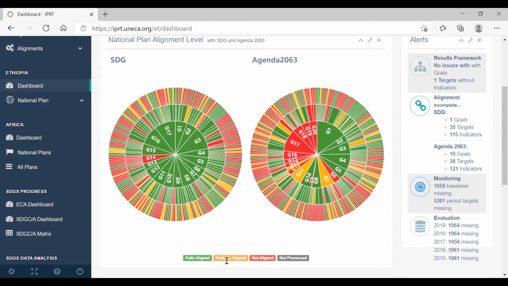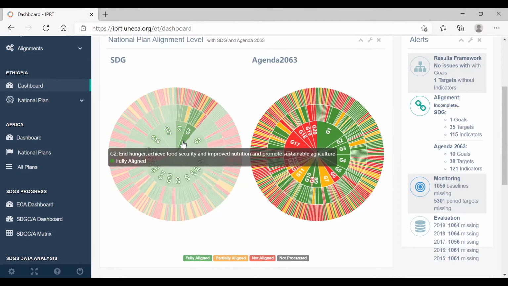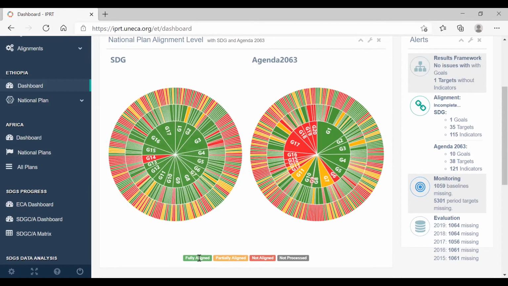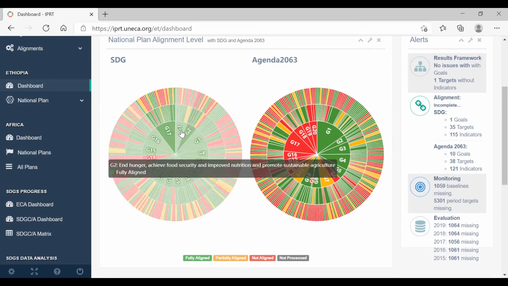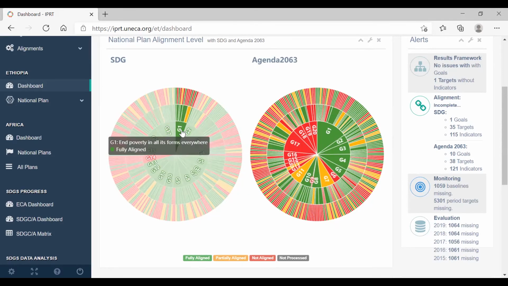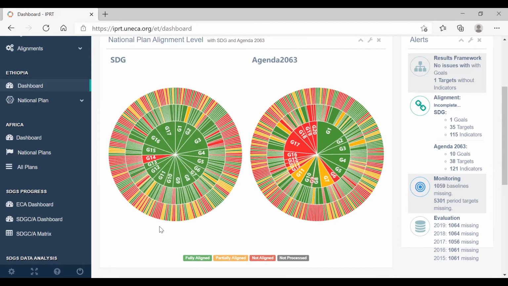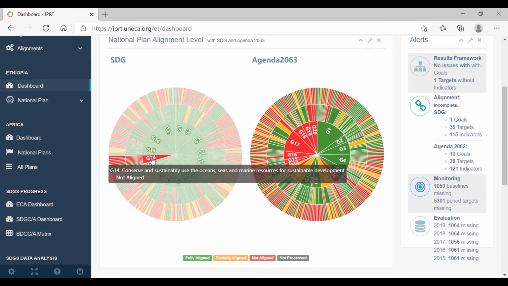If you look at this, for example, the green color, that's fully aligned. Ethiopia's second growth national development plan has, for example, goal number 1 fully aligned. And the only goal that is not aligned is goal number 14. What's the reason? Ethiopia is a landlocked country. So goal number 14 of SDGs refers to oceans, lakes, and what have you. So that's not a priority, not relevant for a country like Ethiopia.